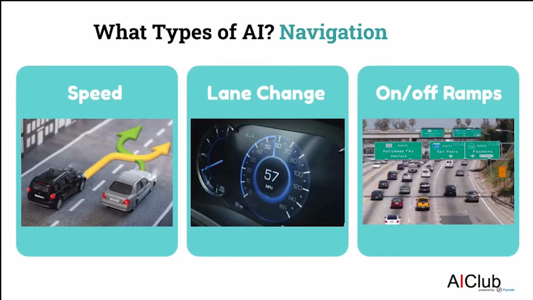The other type of AI that can occur in a self-driving car is navigation. When your car is on the freeway, it has to figure out the right speed to drive. It should not run into the car in front of it, neither should it be so slow that the car behind it might get blocked or might hit it.